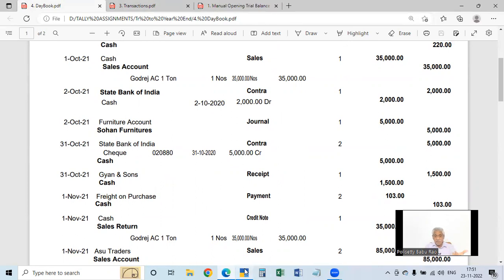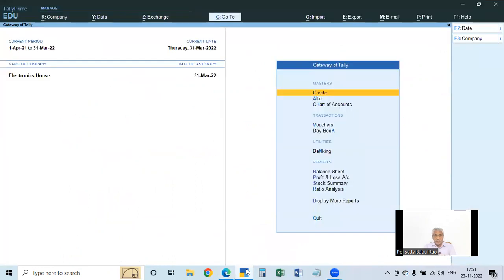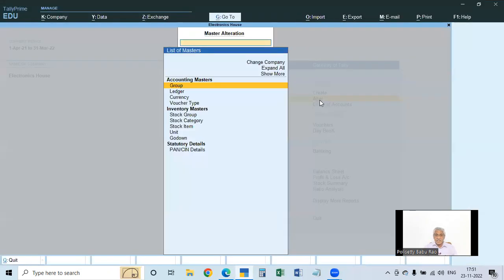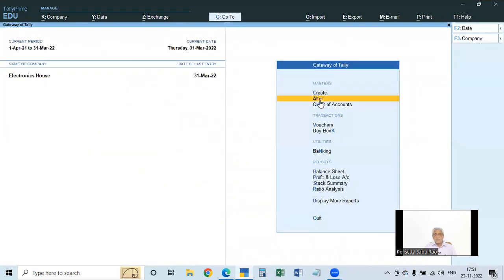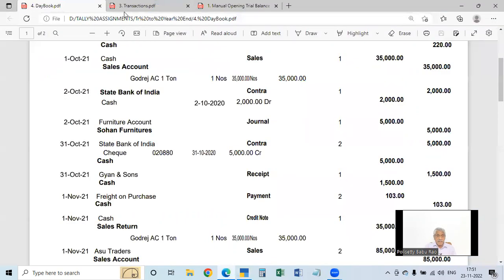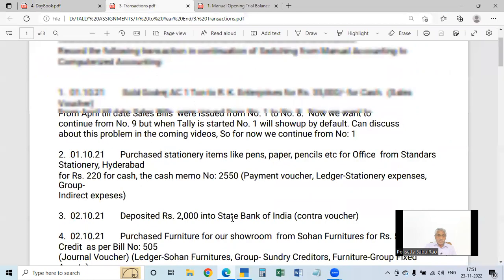Tomorrow, I will show you this. Already recorded in my books. I recorded all the transactions. So we will compare our day book with the printed day book that is in the PDF file. Okay, now I will explain the transactions.